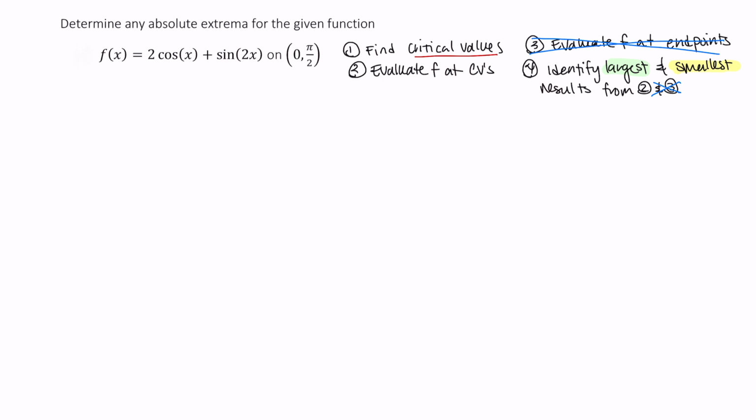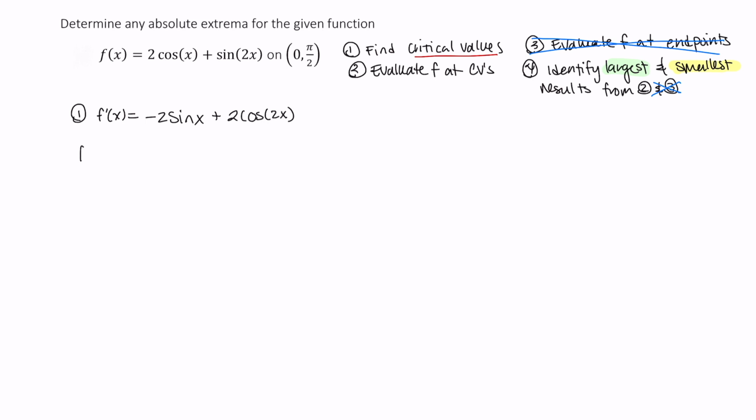And so I want to point out that we are no longer guaranteed extrema on this open interval, since the extreme value theorem tells us that we're guaranteed extreme values on a closed interval only. So let's begin. So f prime of x is equal to negative 2 sine x plus 2 cosine 2x.